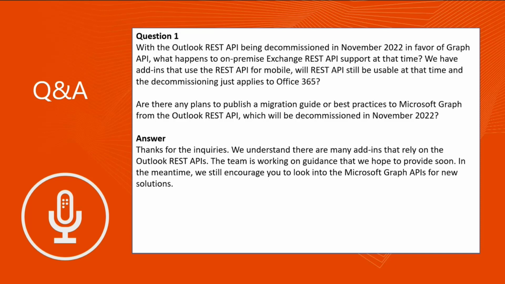And kind of in a related space was, are there any plans to publish a migration guide or best practices to Microsoft Graph and the Outlook REST API, which will be decommissioned in November 2022? So yeah, that's only a year out. So this is definitely, we understand, folks that are using these APIs realize it's kind of complex. There's a lot of variables involved in trying to move off of one REST API to another. So we're definitely working on guidance in that space, and we hope to have that out soon.